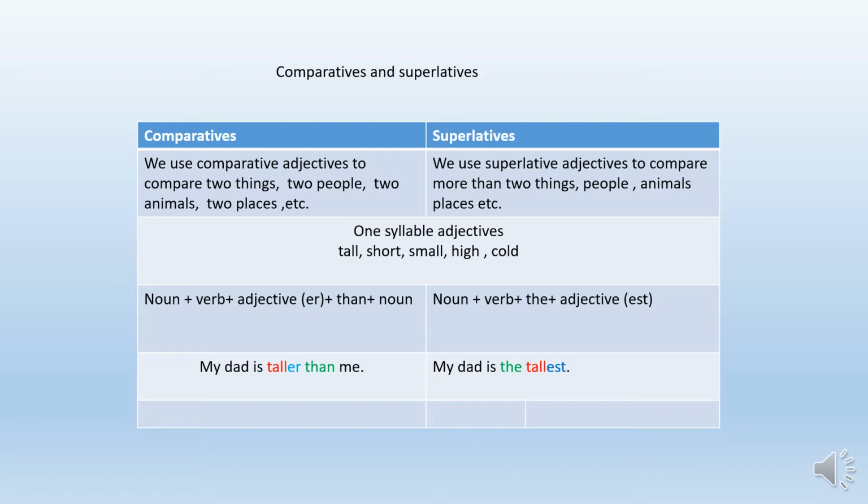The other, the superlative sentence: my dad is the tallest. Here I'm comparing my dad to all the family members. He is the tallest among all. So my dad is the subject, is is the verb, and then we have the, plus the adjective plus est.